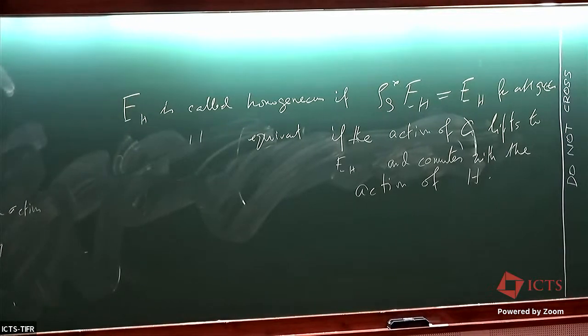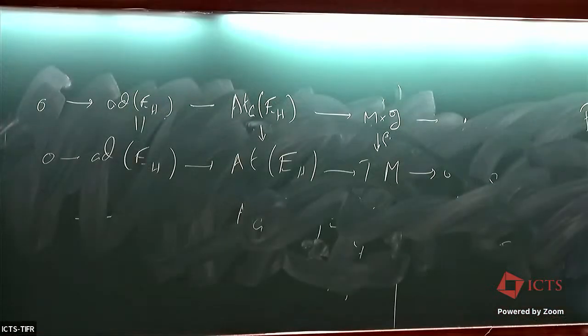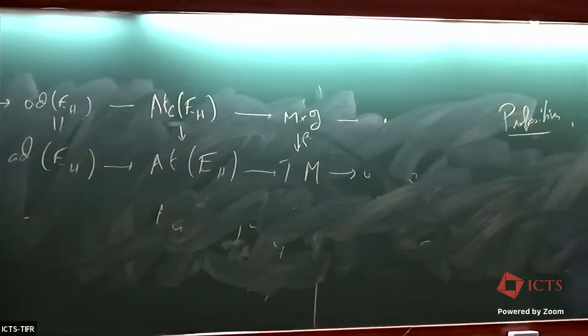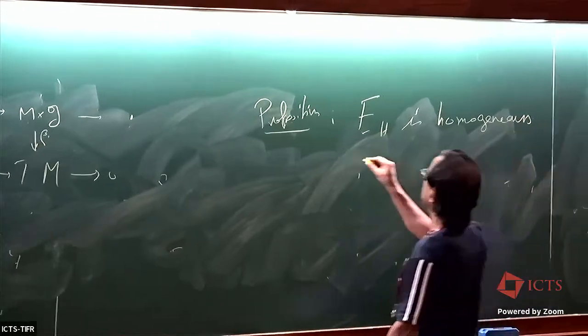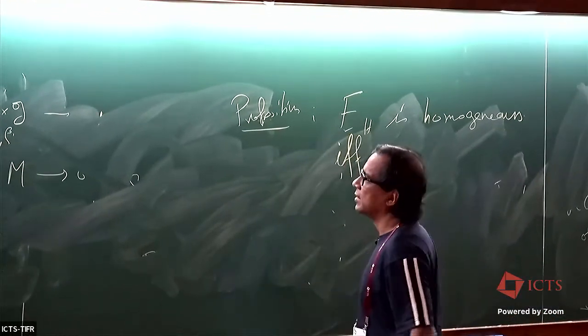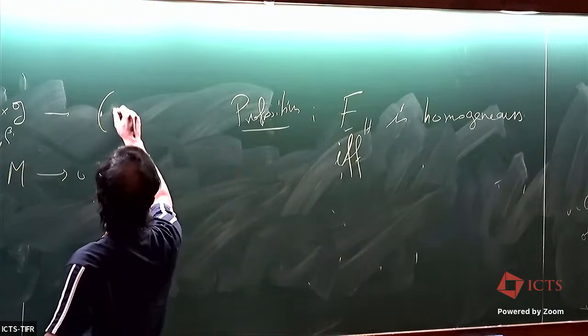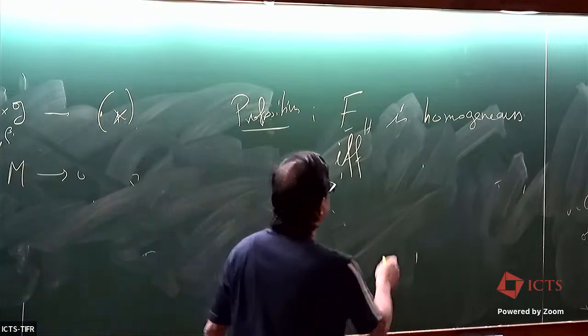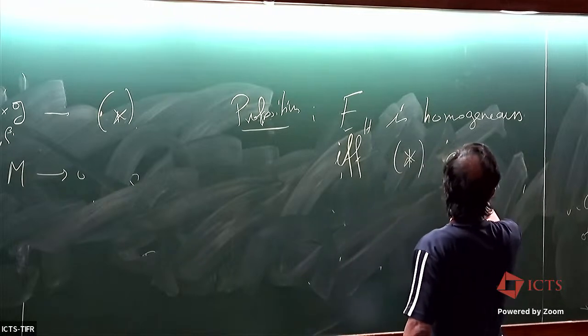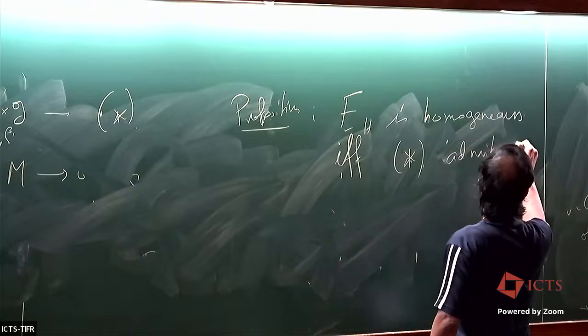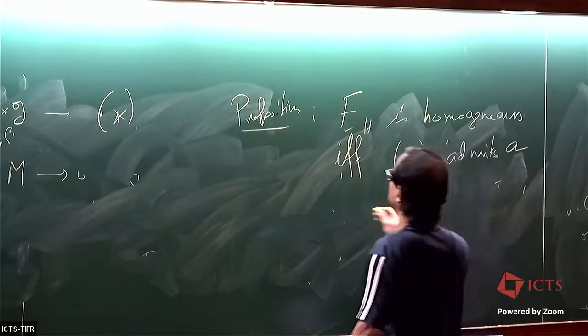So let me write the proposition. E_H is homogeneous if and only if this exact sequence (star) admits a holomorphic splitting.